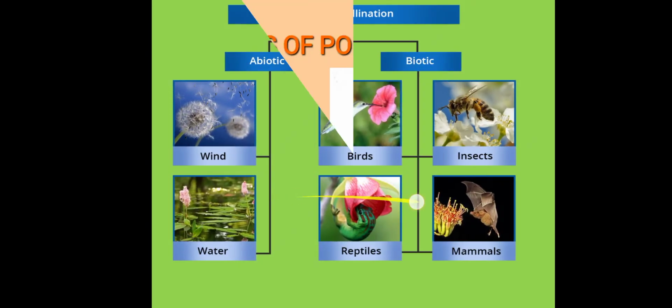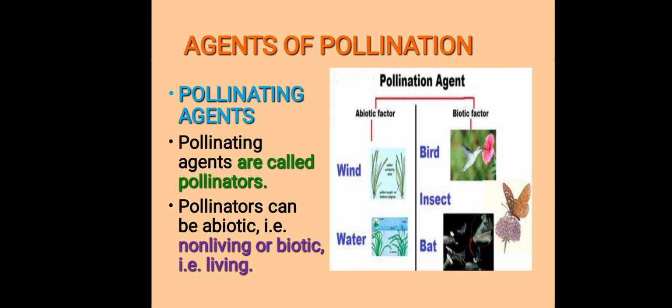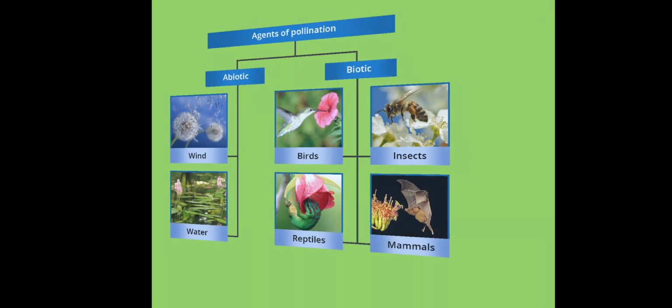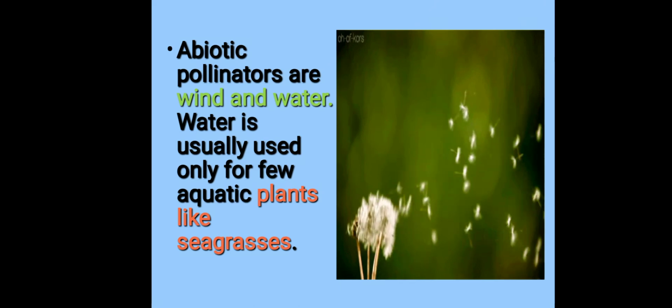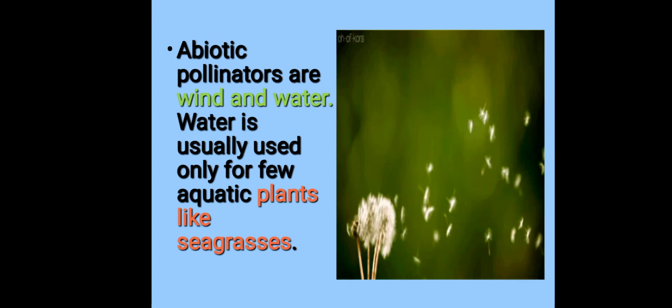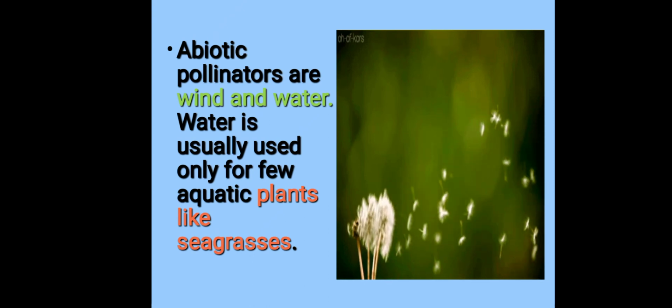So in today's lesson, we have learned about agents of pollination. Pollinating agents are called pollinators and they have been divided into two types, abiotic and biotic. Abiotic means non-living and biotic means living. Abiotic would be wind and water, and biotic would be birds, insects, reptiles, mammals, and sometimes even human beings. Abiotic pollinators are wind and water. Water is usually used only for a few aquatic plants like tape grasses.